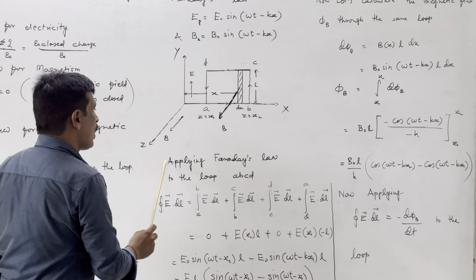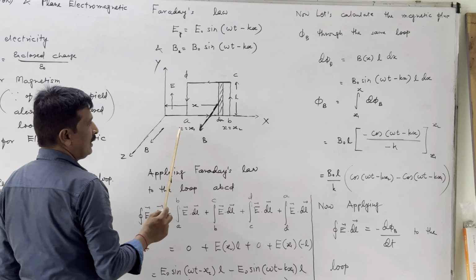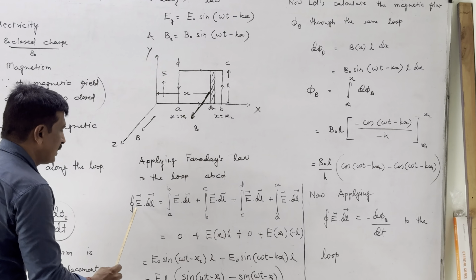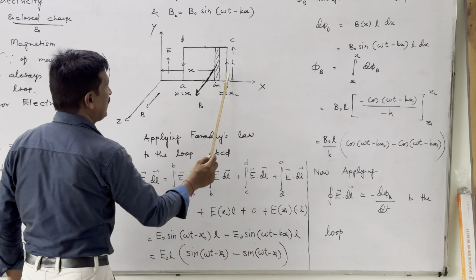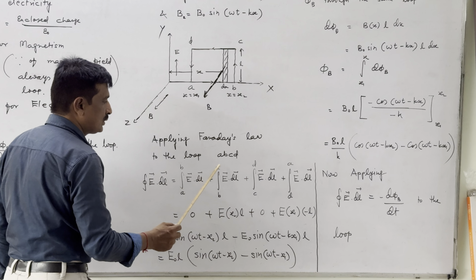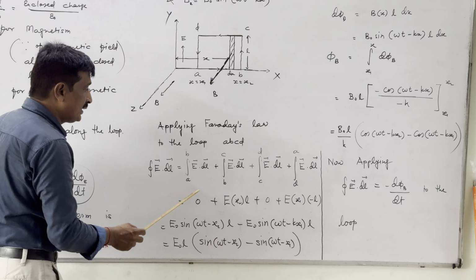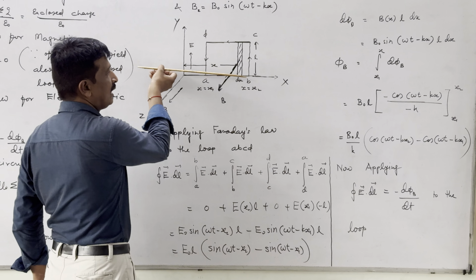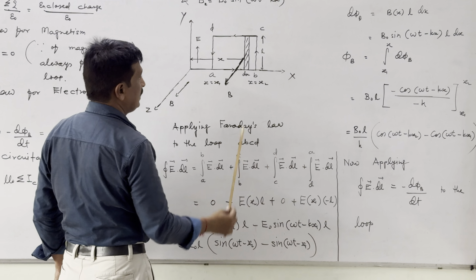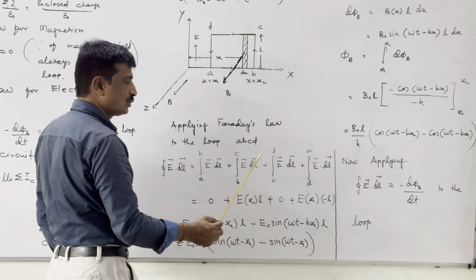Observe the figure. Now applying Faraday's law to the loop ABCD. A is at x equal to x1, B is at x equal to x2. Integral E dot dl over the loop ABCDA: A to B integral E dot dl, plus B to C E dot dl, plus C to D E dot dl, plus D to A E dot dl. This one is 0, because the electric field is in this direction and we are moving perpendicular to it. For B to C, E at x2 times L, both are in the same direction, so E at x2 times L cos 0, which is 1.